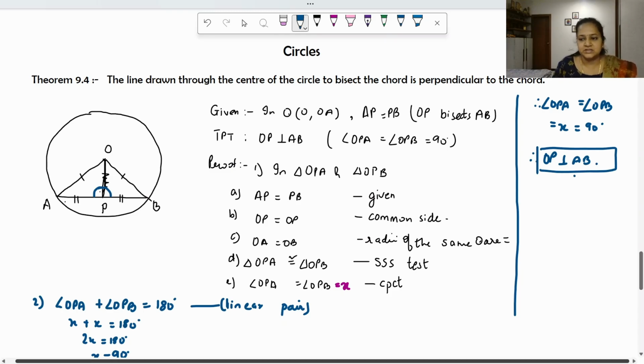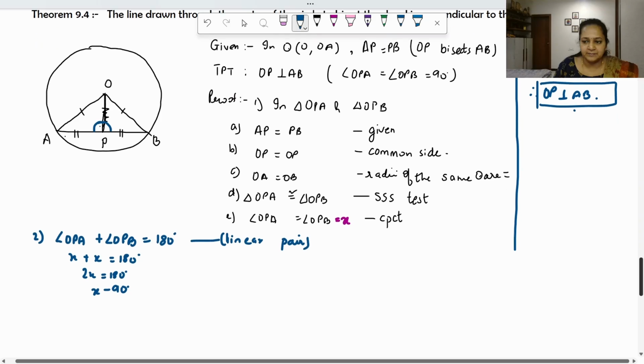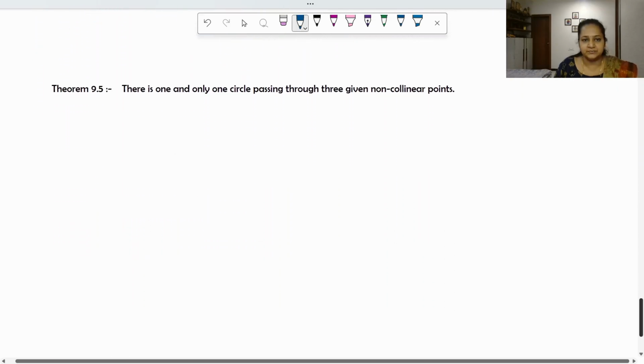I hope you have understood this. It was simple. It was the converse of the previous theorem. In the previous theorem we said a perpendicular from the center of the circle to the chord will bisect the chord. Here we are saying a line segment which bisects the chord and is passing through the center is perpendicular to the chord. Right? So now let's look at the next theorem.